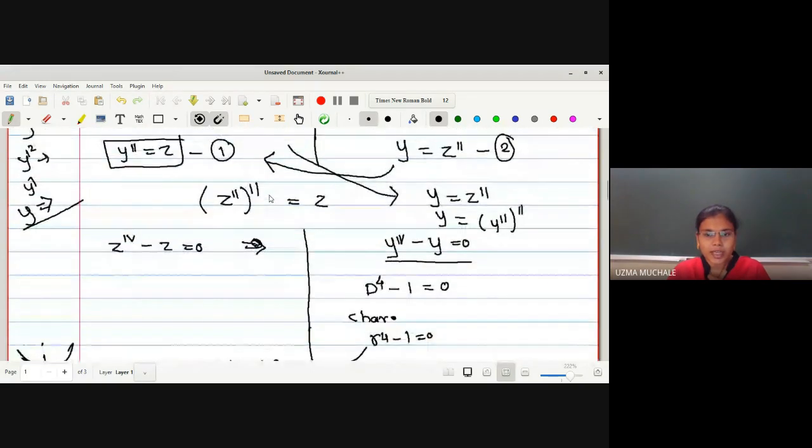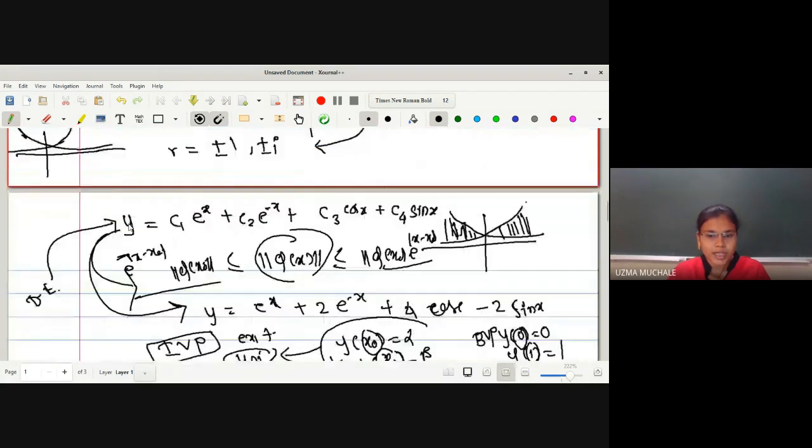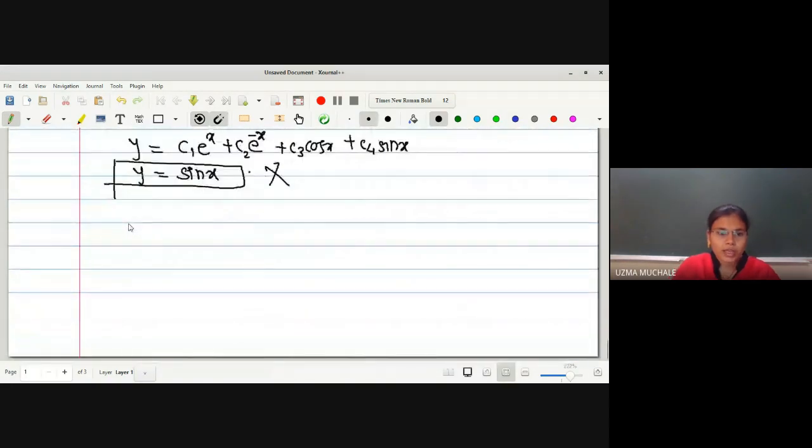The value of z we can find out with the help of equation 1. What do you mean by equation 1? z is equal to y double dash. What does the equation show you? The value of z is nothing but y double dash.